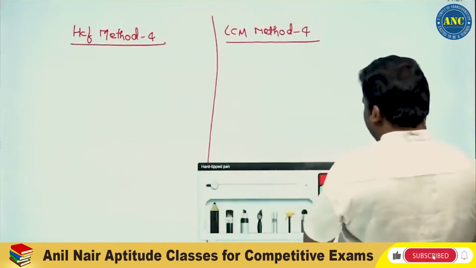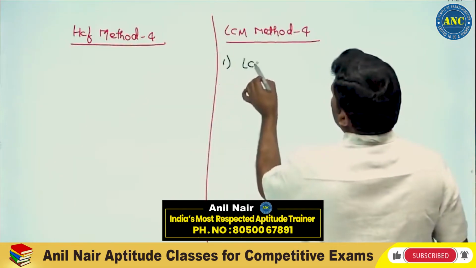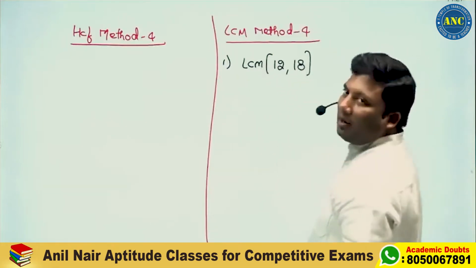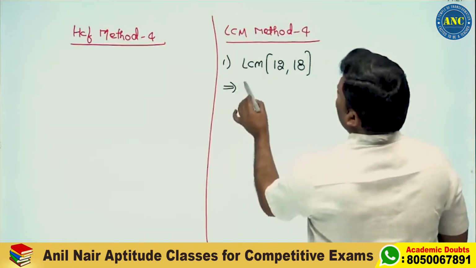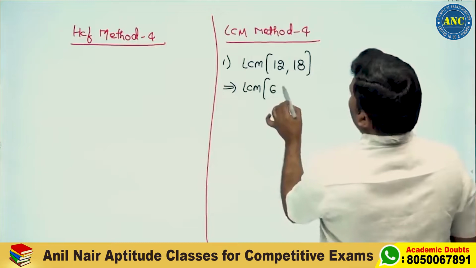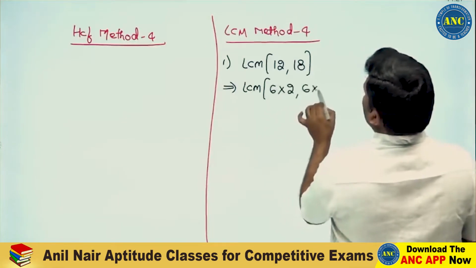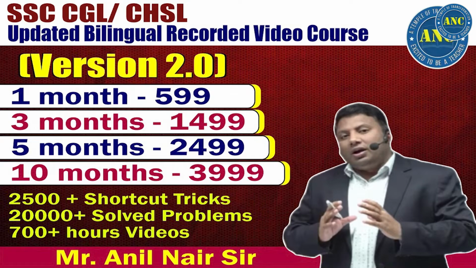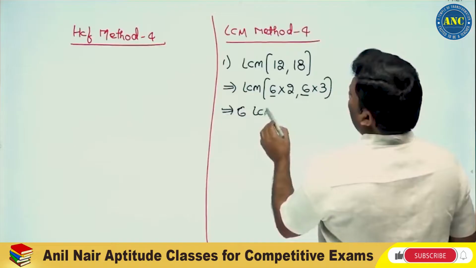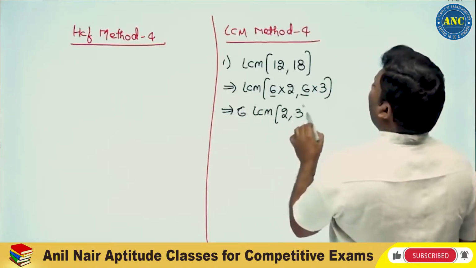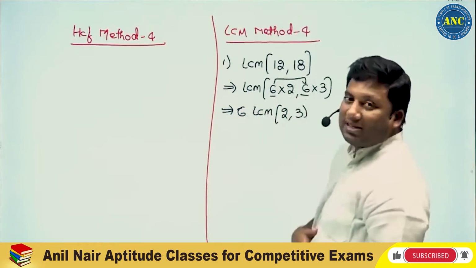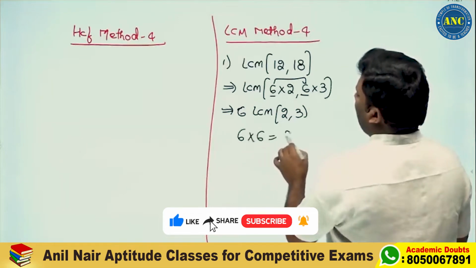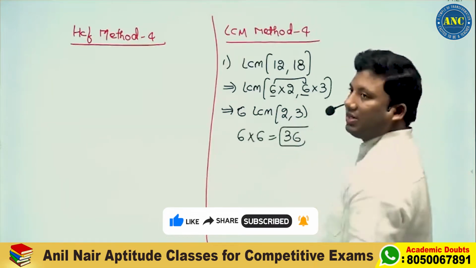Now listen carefully. What is it that we discussed? LCM of 12, 18. This can be written as, first take the factor common. 12 is 6 into 2, 18 is 6 into 3. Take the factor common, which is 6. LCM of 2, 3. If I take the factor common, the remaining numbers in the bracket become co-prime numbers. LCM of co-primes is their product. 6 into 6 is 36.